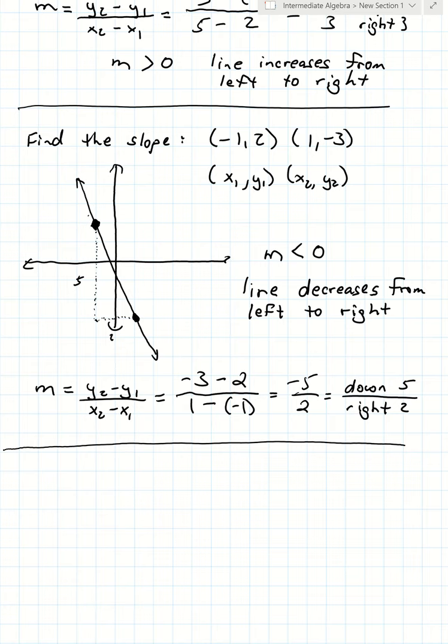Let's try another one. Once again, we want to find the slope. And now let's say our ordered pairs are (-2, 5) and now (4, 5). Why don't you try that one? Okay, pause the video at this point, see how you make out, find the slope, and when you're done, turn it back on and we'll take a look at it together.